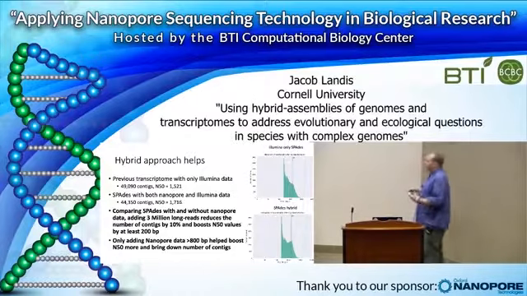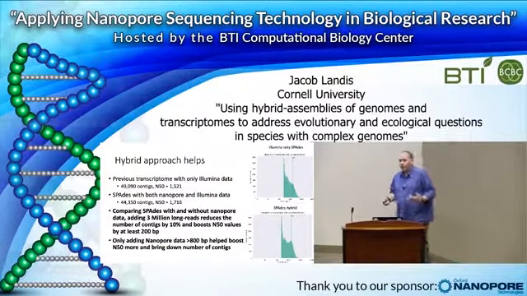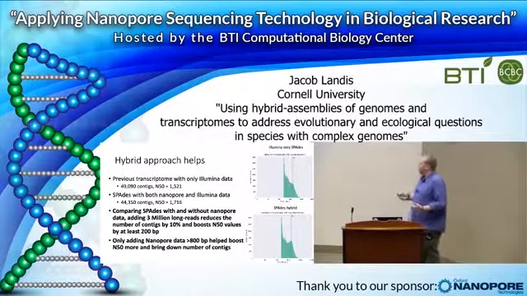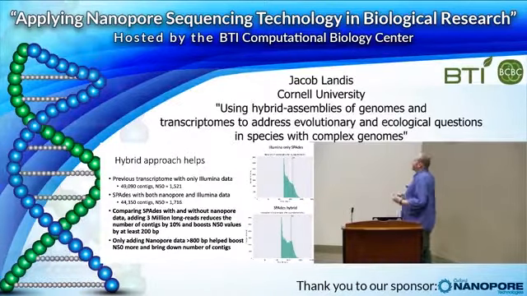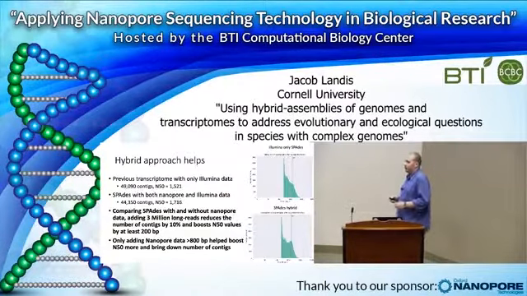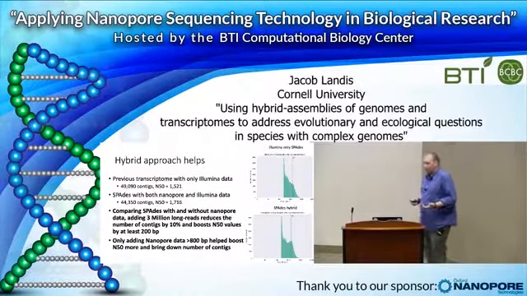But one of the take-home messages I want to highlight here is that the hybrid approach does help with transcriptomics, especially if you already have Illumina short reads. And so adding in just 3 million long reads for each species, we were able to bring down the number of contigs by over 10% in our assembly, and we boosted the N50 values by at least 200 bases.